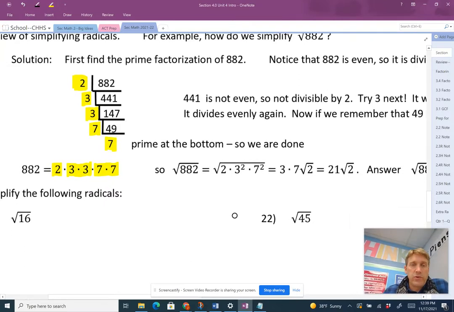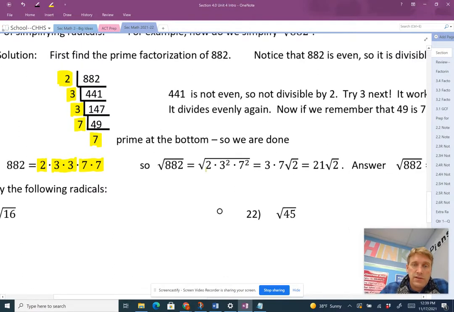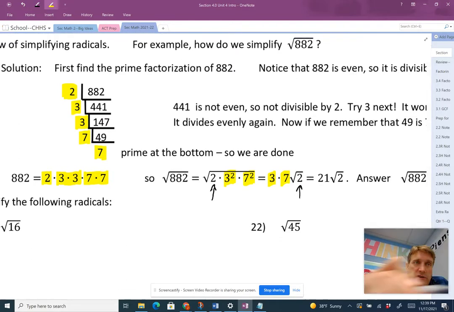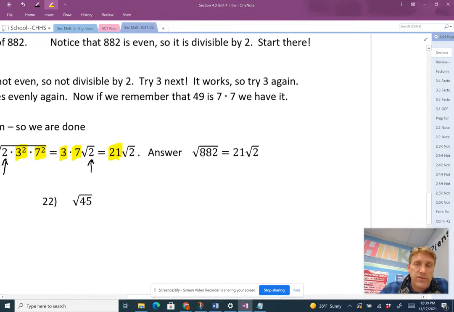So the square root of 882 is the same as the square root of 2 times 3 squared times 7 squared. The square root of 3 squared comes out as a 3, and the square root of 7 squared comes out as a 7, leaving this 2 that doesn't have a pair still under the radical. And so then you multiply these together, 3 times 7. 3 times 7 is 21, and then you've got the square root of 2. So the answer of the square root of 882 is 21 square root of 2.